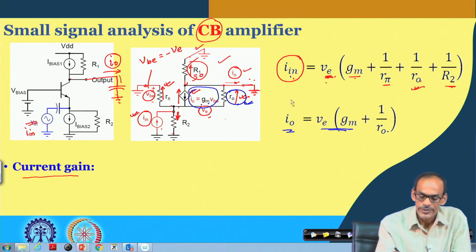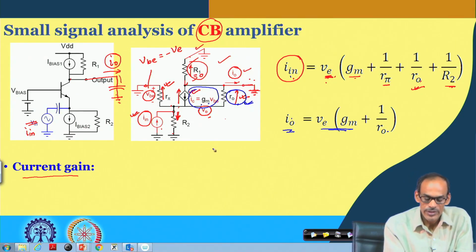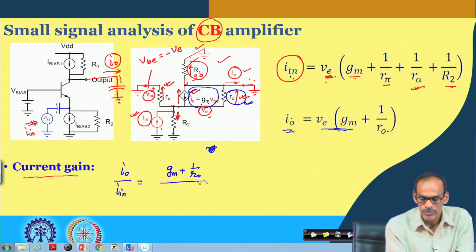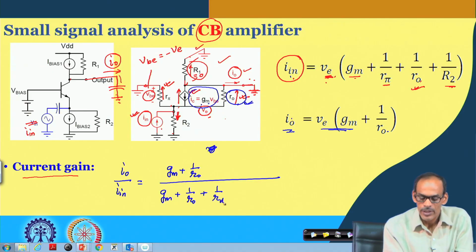So, if I take the ratio of these two, what we are getting here is the V getting cancelled. So, the current gain I O divided by I in equals Gm plus 1 by R O, divided by Gm plus 1 by R O plus 1 by R pi, and then plus 1 by R 2.